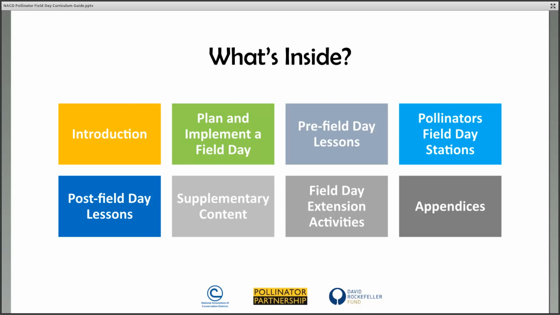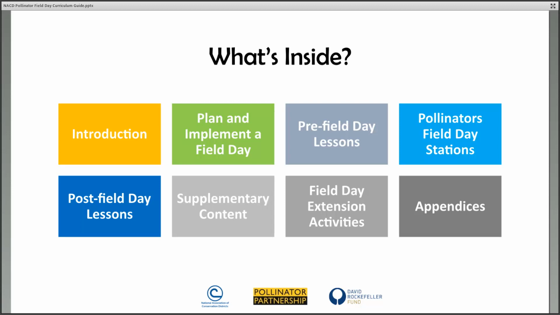So to summarize, this guide was written so that anyone can implement a field day with no issues. We've got a really good troubleshooting guide for how to have a field day outside, how to make sure you have plans in case of inclement weather, how to reach out to people in your community. There are pre- and post-field day lessons, field day stations, some great supplementary content, extensions, and appendices with a lot of really great information, including multiple resources, many of which are available for free.